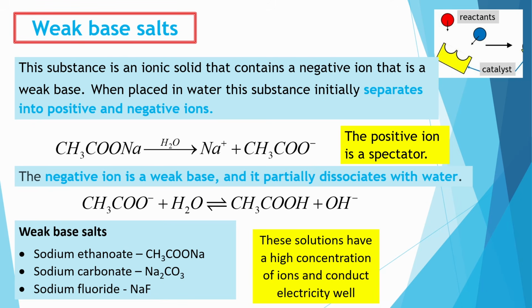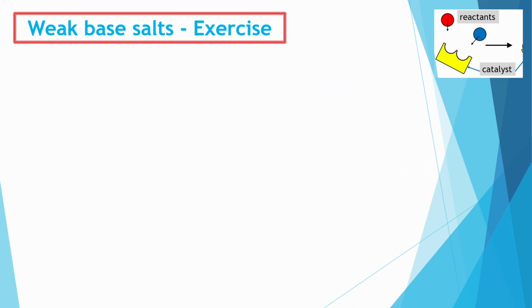So again, because this is a salt, in the first instance it produces a high concentration of ions that are still around, so therefore it conducts electricity well. The pH is between about 9 and 11, because remember, it only produces a small concentration of OH minus, but there are more OH minuses than there are H3O pluses, so it is a higher than 7 pH.